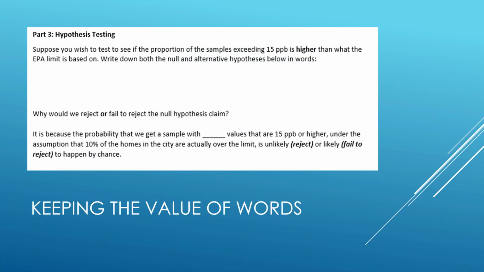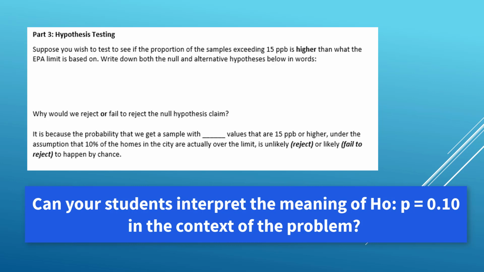As you move down to the part 3 portion, this would be a good opportunity to write down null and alternative hypotheses in words. We find it's really important to keep the word component as well as the symbols. The word component can allow students to interpret the ideas better, and it sometimes helps students understand better what they're looking for.